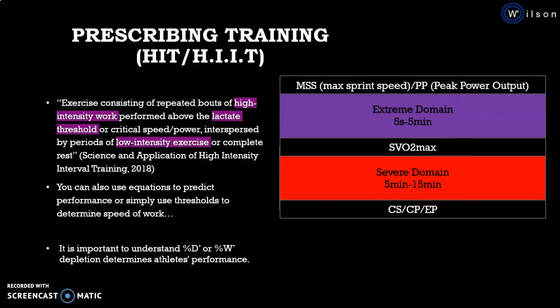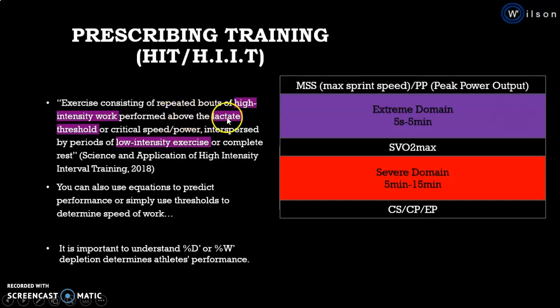So this gives you a very easy visual to say, hey, what was my score on the test for my athlete? And then, okay, well, if I want to do HIIT training, I have to go harder than that, at least. So you'll see that I highlighted a few things based off this definition. I like to keep my jargon clear and consistent. So when they say high intensity work, I would replace that with severe and extreme intensity work, or severe to maximal sprint speed intensity work.